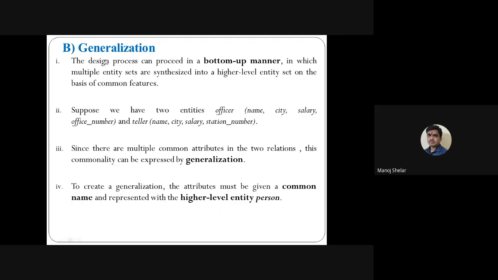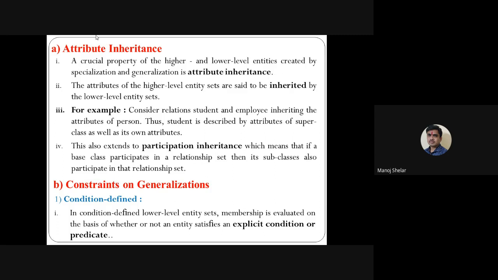So this person is at a higher level: specialization and generalization. Then generalization is discussed here. Attribute inheritance means that some attributes of the higher level entity can be accessed in the lower level entity. A constraint on generalization is a condition-defined constraint. Condition-defined means that lower level entity set membership is evaluated on the basis of an explicit condition or predicate.